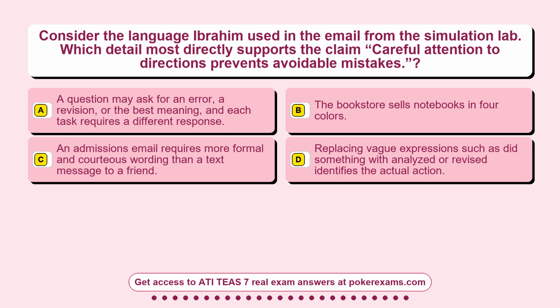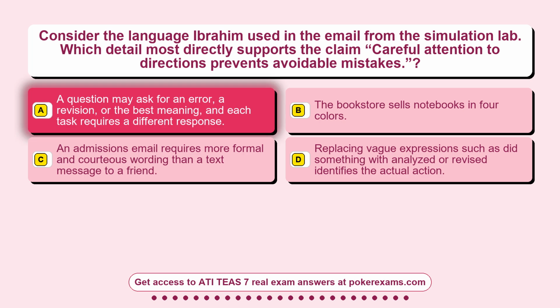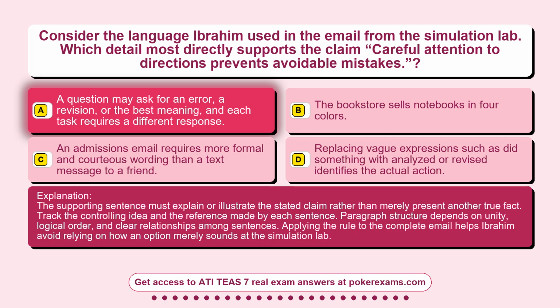Option C. An admissions email requires more formal and courteous wording than a text message to a friend. Option D. Replacing vague expressions such as "did something" with "analyzed" or "revised" identifies the actual action. The correct answer is option A. A question may ask for an error, a revision, or the best meaning, and each task requires a different response. The supporting sentence must explain or illustrate the stated claim rather than merely present another true fact.